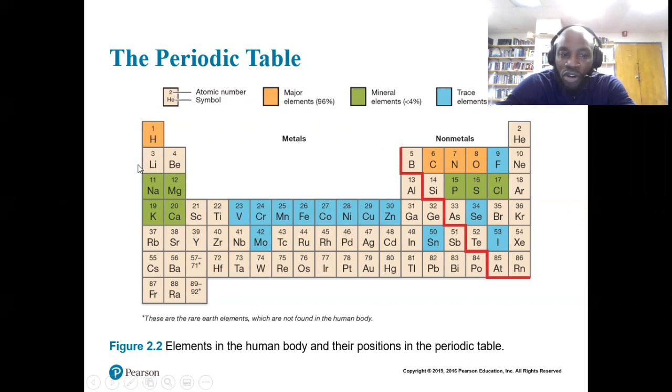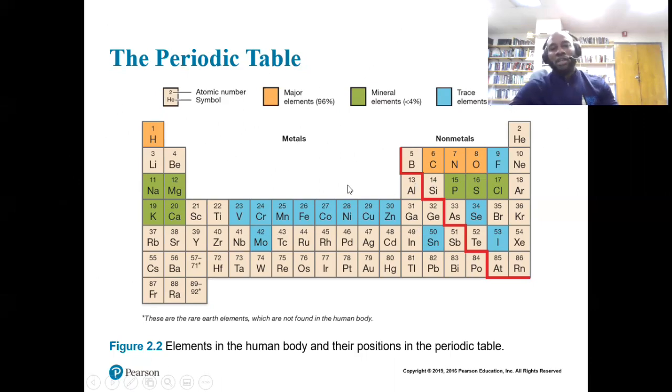Sodium is very important for our nervous system. P, phosphorus, S, sulfur, Cl, chlorine, right? NaCl: Na, sodium, Cl, chlorine. NaCl makes salt, which is very important in the body. All right, and then you'll see some of the other trace elements as well, and we're going to talk about those too.